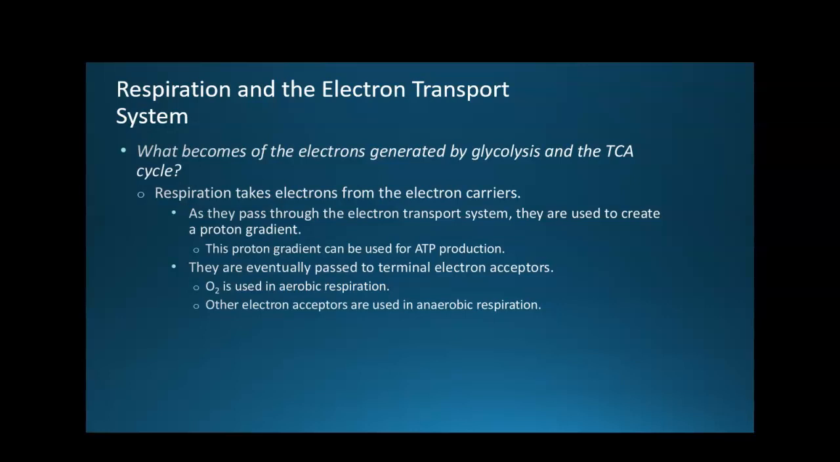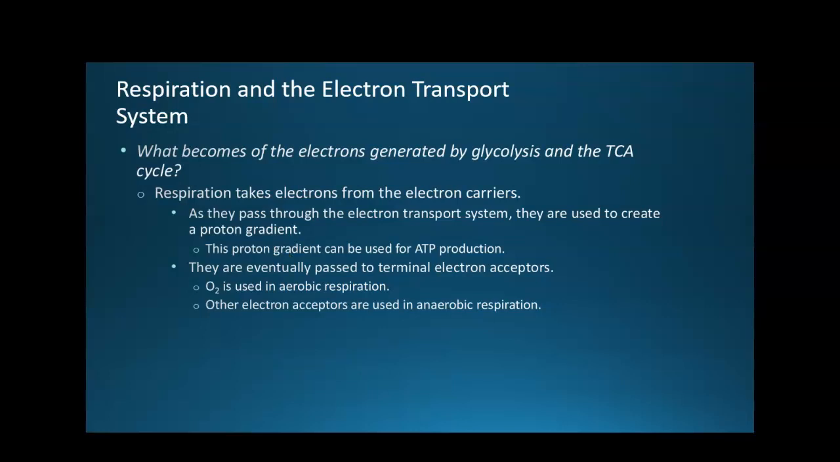Now, hydrogen ion is also called a proton. So we say that the electrons' energy is used to generate a proton motive force or simply a proton gradient. And then that proton gradient is going to be used in order to generate ATP. We'll see how that all plays out here shortly.